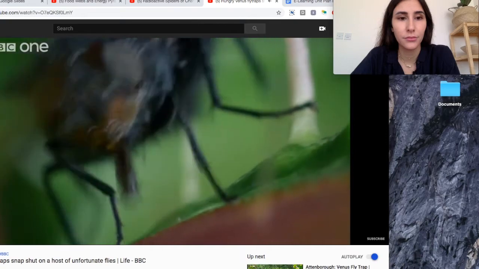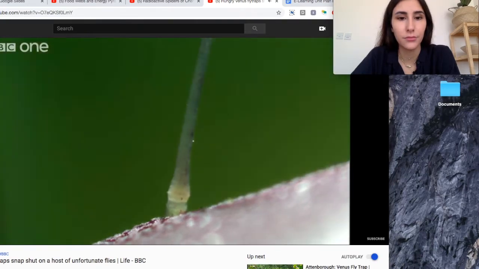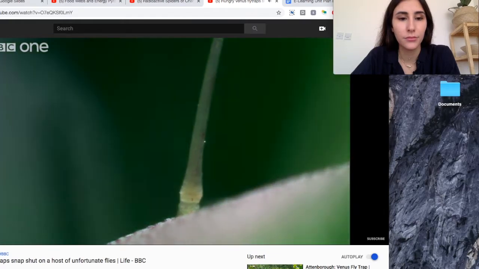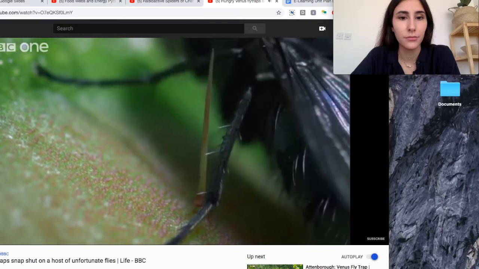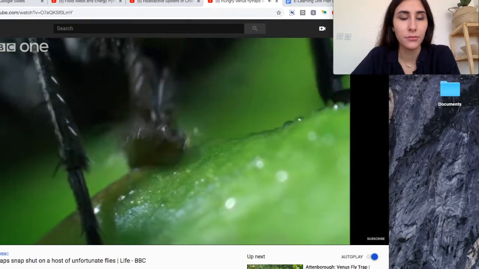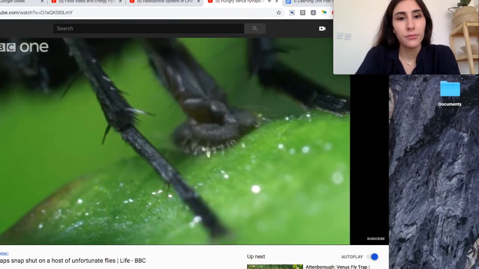This fly has to tread carefully. If it strikes one hair, it can carry on feeding, but a timer has been set.